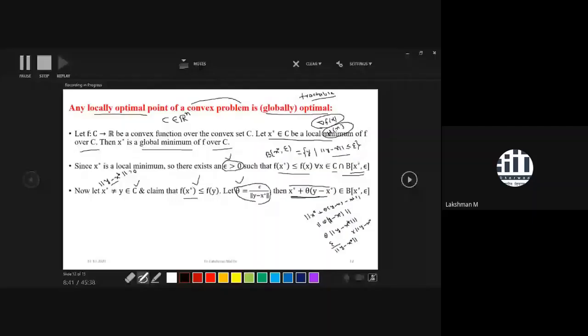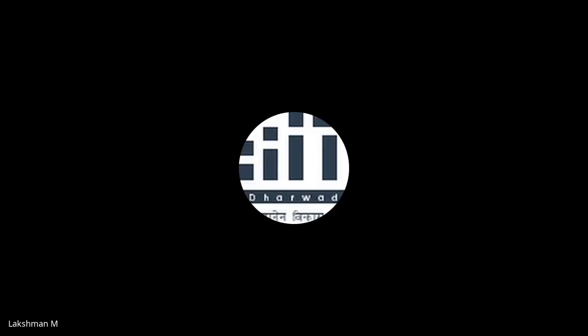It will come equal to, that means the distance of x star plus theta times y minus x star is epsilon. It says that this point is on the boundary of this ball. That means this point is in the ball. Okay, so it is fine. There is no issue. Since this point is in this ball, and x star is a local minima, definitely the function value at this point would be greater than or equal to f of x star. Why? Because x star is a local minima in this neighborhood.